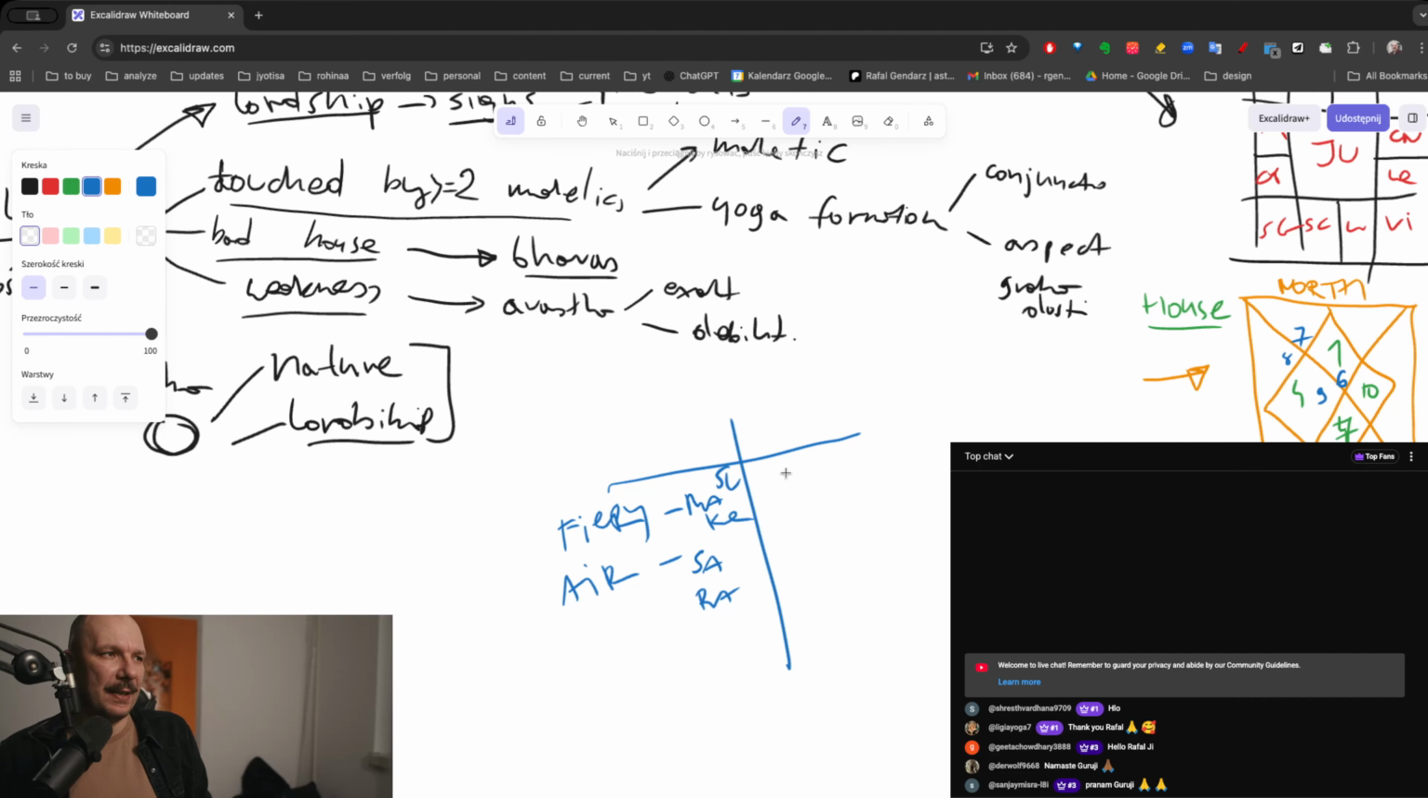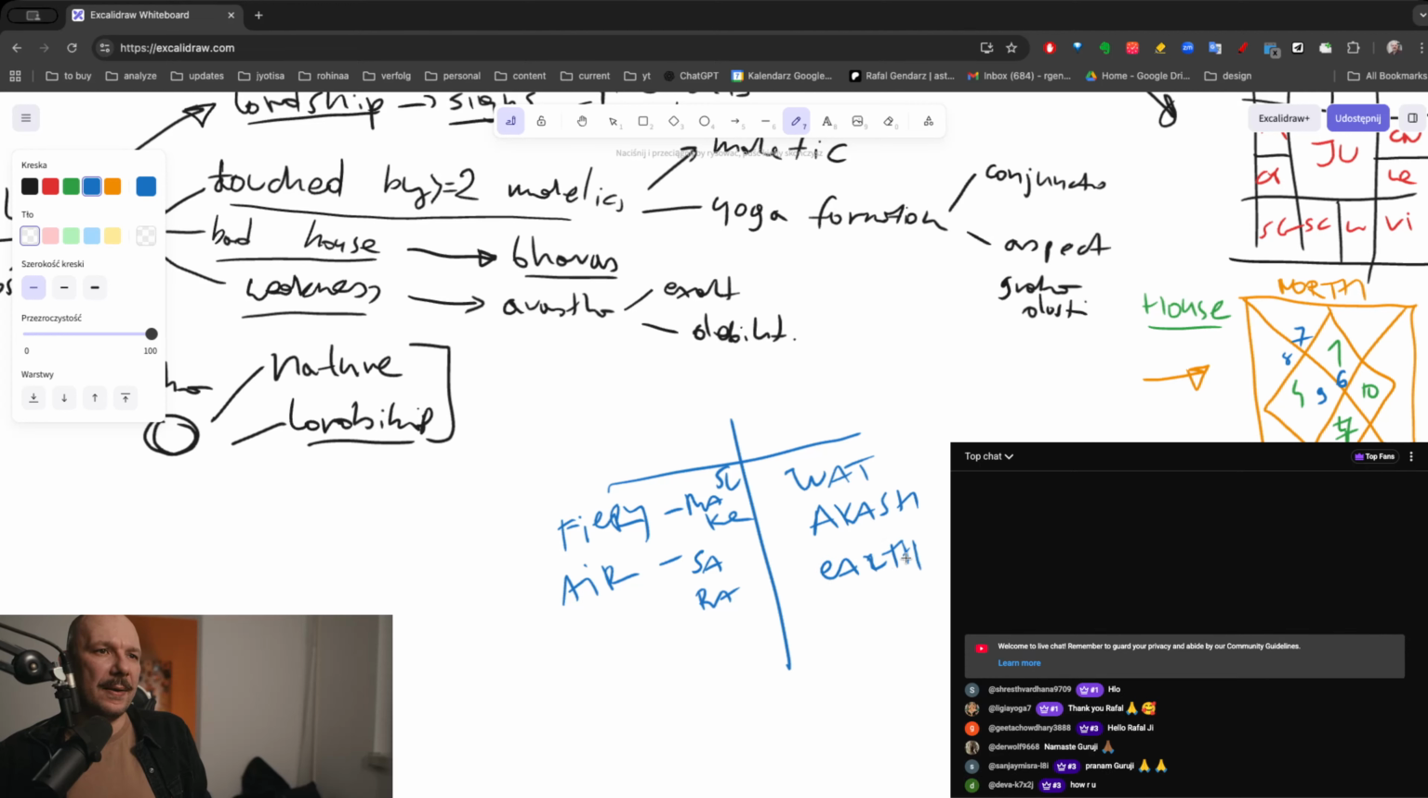And we have also here, the benefics would be the watery, the Akash, which is the ether, and the earth, right? So here you can learn.